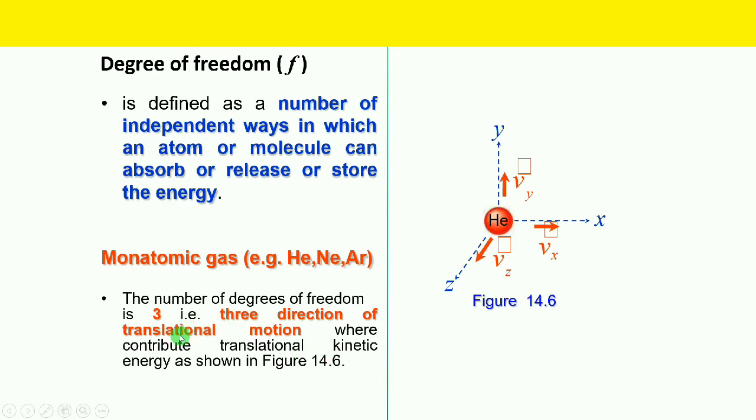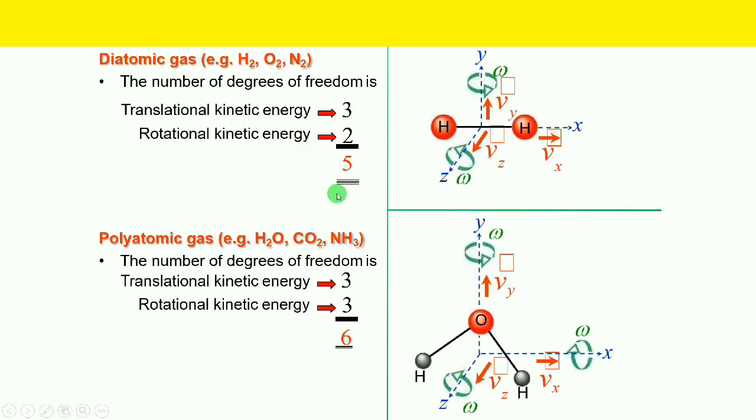Okay, and this 3, when we consider a rectangular coordinate system, we consider it as translational degree of freedom. Now, the translational kinetic energy we will show in the next topic.